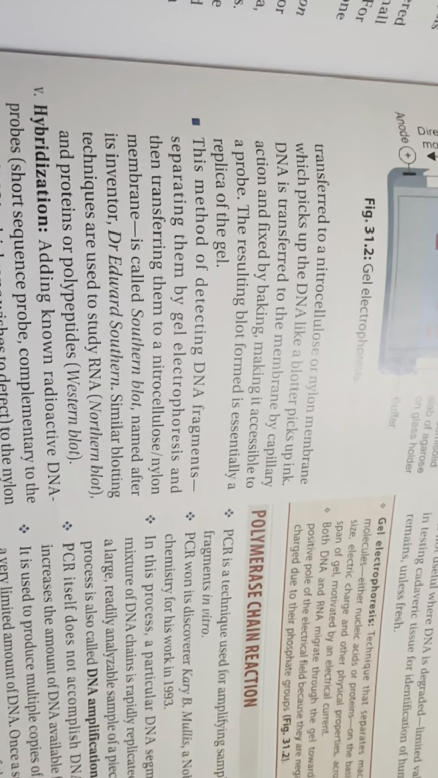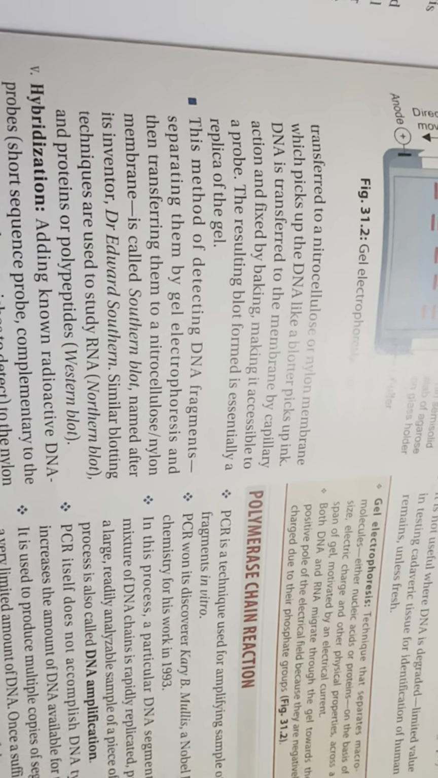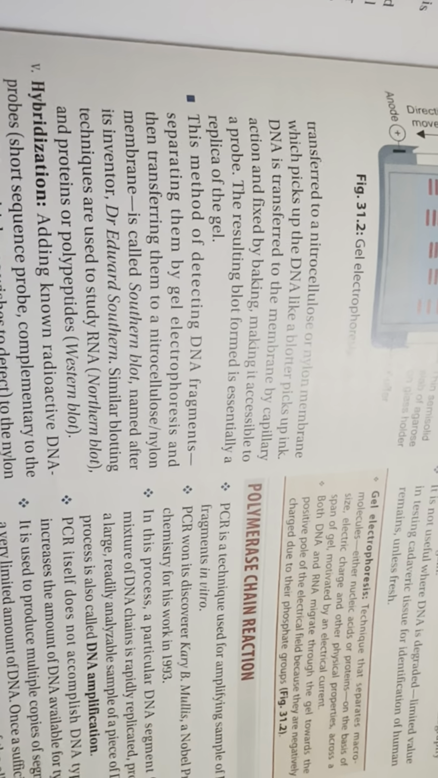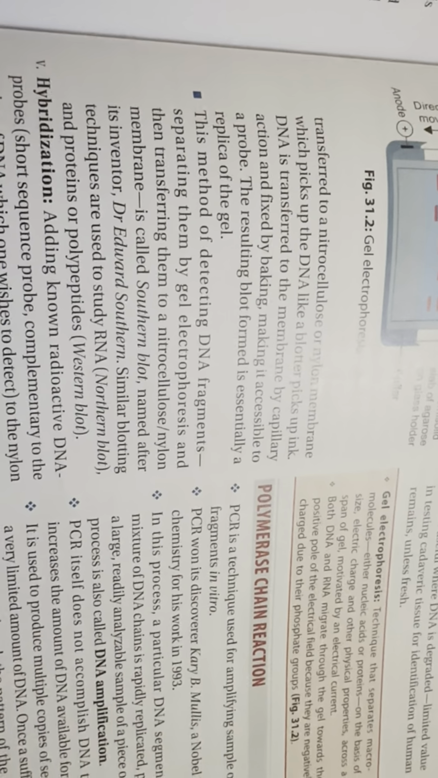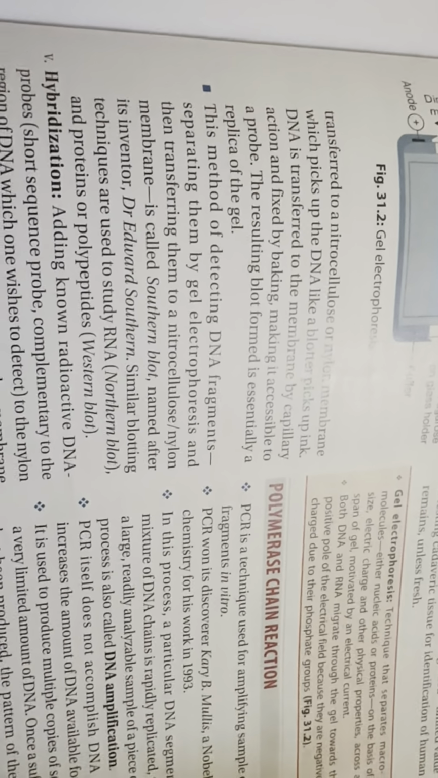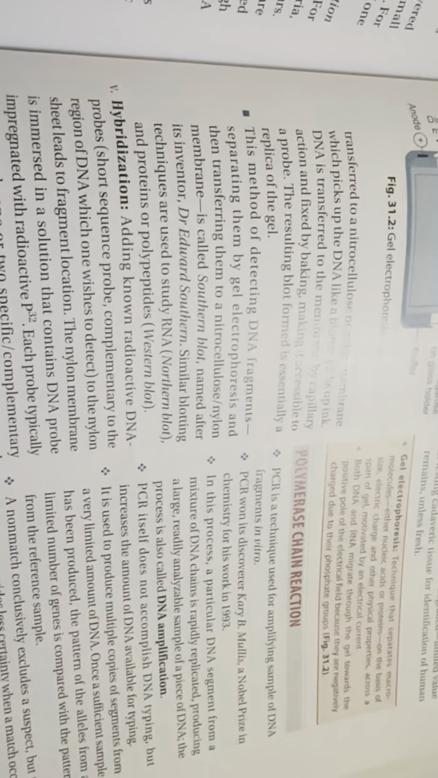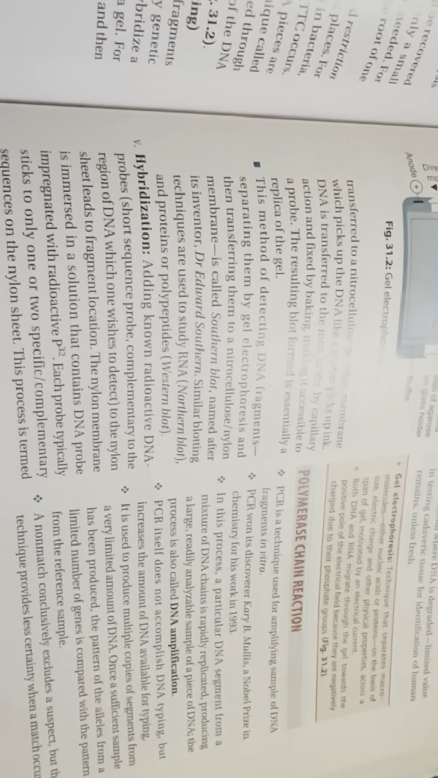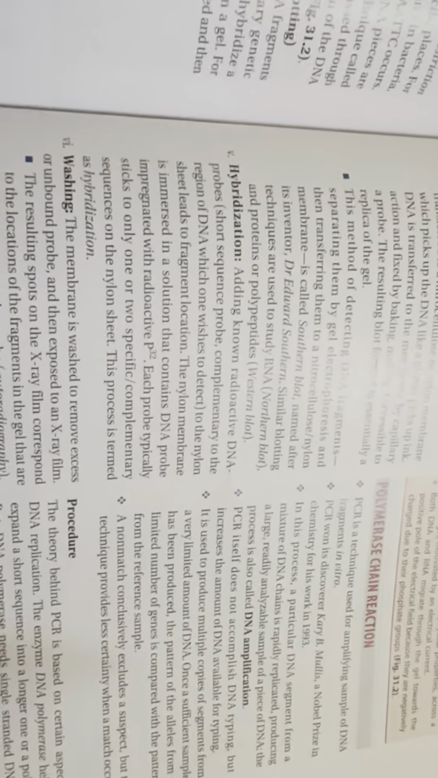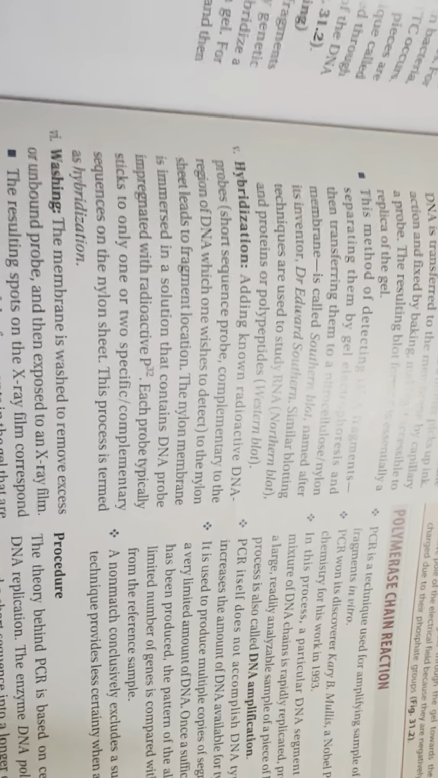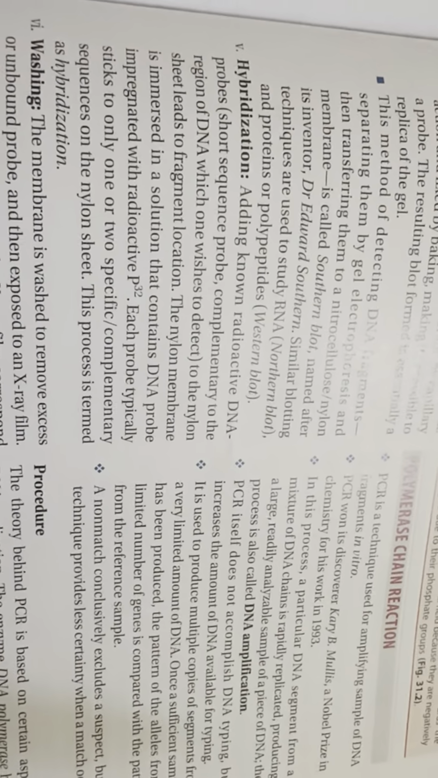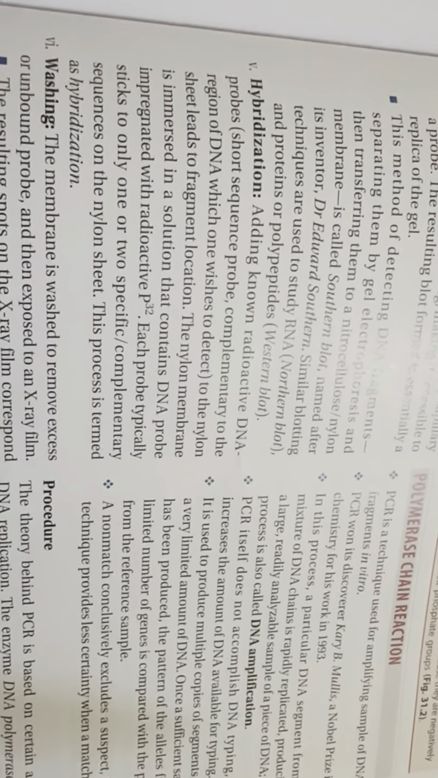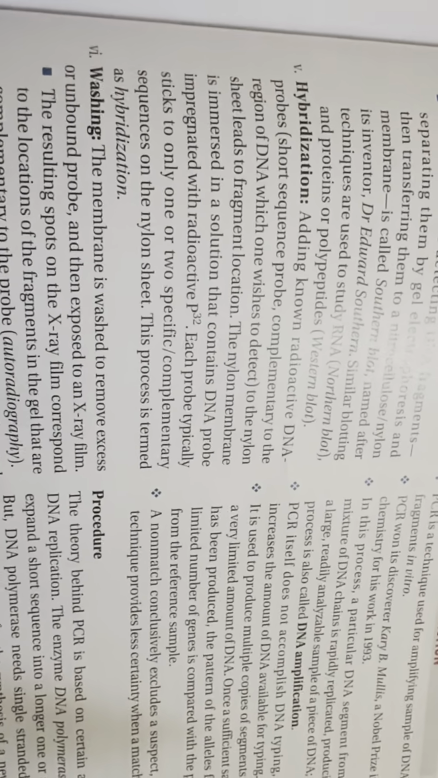The method of detecting DNA fragments, separating them by gel electrophoresis and then transferring them to a nitrocellulose or nylon membrane, is called a Southern blot, named after the inventor Dr. Edward Southern. Similar blotting techniques are used for RNA, northern blot, and protein or peptide, western blot. Hybridization: adding DNA probes, shorter sequence probes complementary to the regions of DNA which one wishes to detect, to the nylon sheet leads to fragment location.